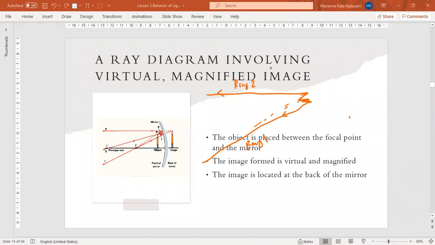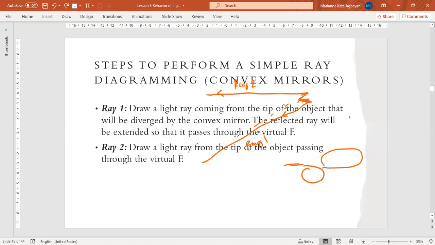Now the image formed is virtual and magnified. Take note, virtual and magnified. The image is located at the back of the mirror. Take note again, back of the mirror. So it is at the back of the mirror.